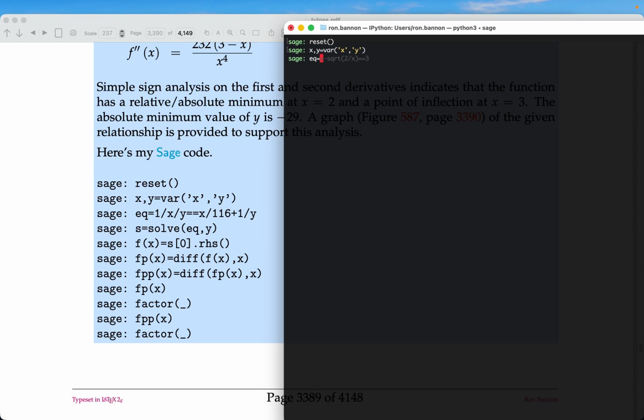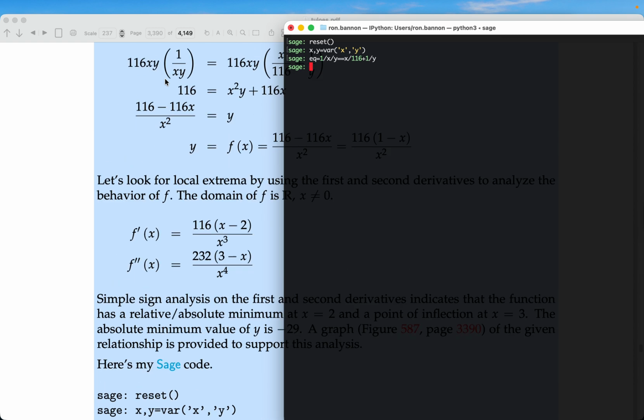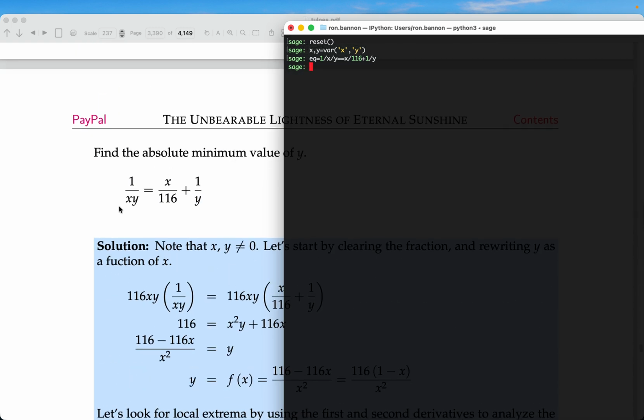Now again, I'm just typing something in. It's 1 over x times y. That looks pretty weird, doesn't it? A double equal sign is indicating this is an equation. And that's x over 116 plus 1 over y. All right, let's go back over here and make sure you know what I just typed in. And so what is that? 1 over xy, that's the left-hand side, and x over 116, and then plus 1 over y.